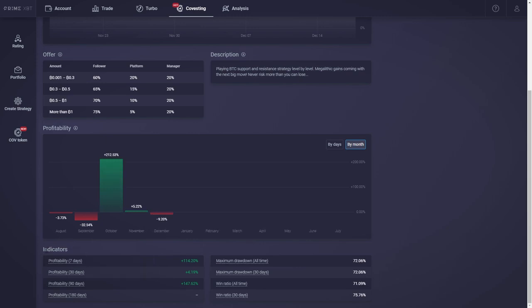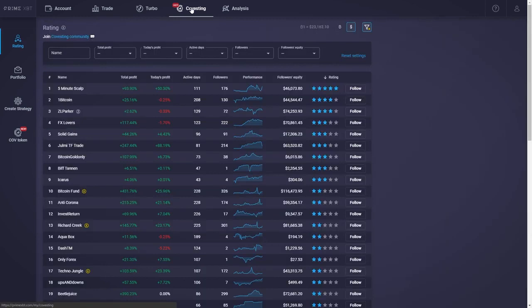You can also here right now see indicators, profitability for the 7 days, 30 days, and also 90 days. Of course, right now it is all green, which is very, very nice. When you are going to deposit the funds on this exchange, I'm going to show you exactly how you can deposit the funds and also where you need to type in the code for the 50% welcome bonus.